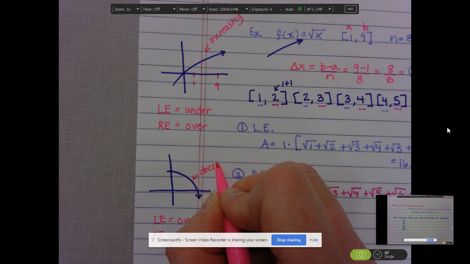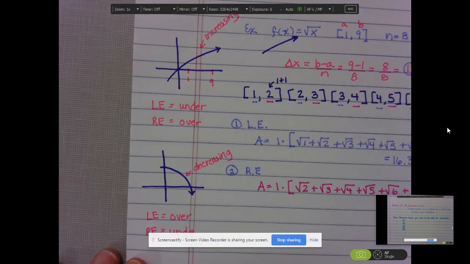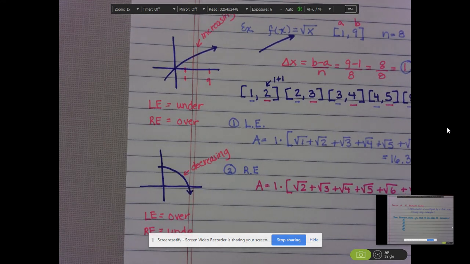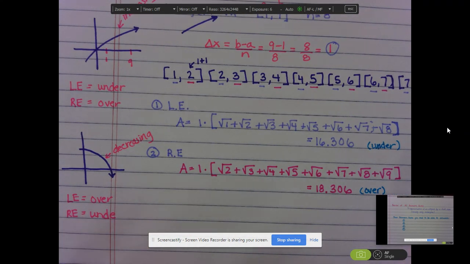So you just have to know whether or not your function is increasing or decreasing on your interval, and you will know right away whether or not you're looking for an underestimate or an overestimate of your Riemann sum. Okay, so left endpoint, right endpoint, I feel like we pretty much have those ones down. The next one is midpoint.